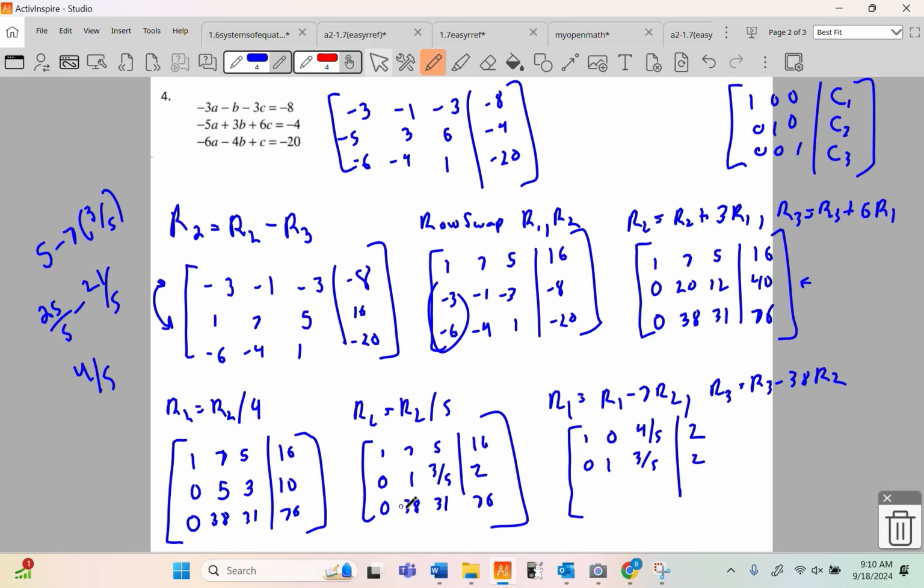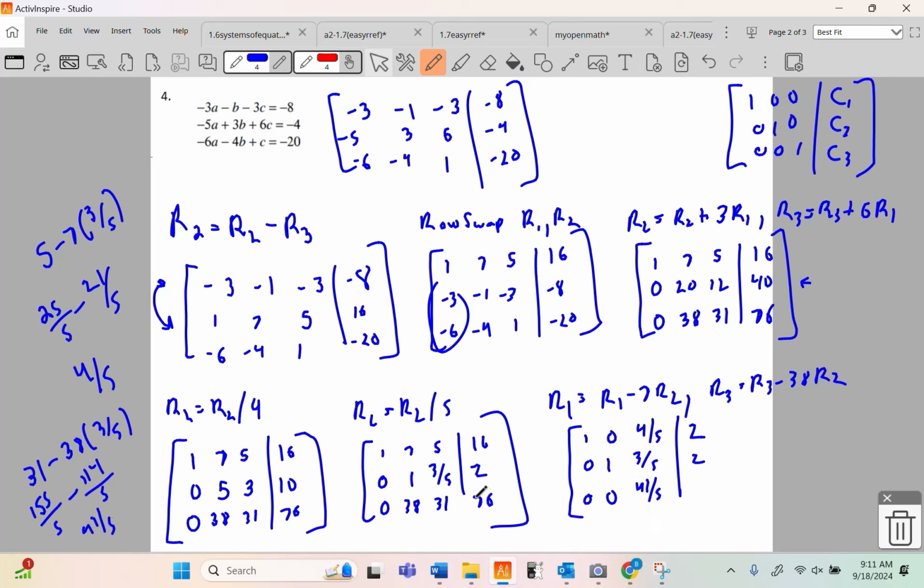And now I'm down here. 0 minus 38 zeros is 0. 38 minus 38 ones is 0, which is what I'm after. And now I'm doing 31 minus 38 3/5. 31 as a fifth is going to be 155. It's 155 fifths. And by the way, you can push buttons. 114 fifths. The difference in those is 41. 41 fifths.